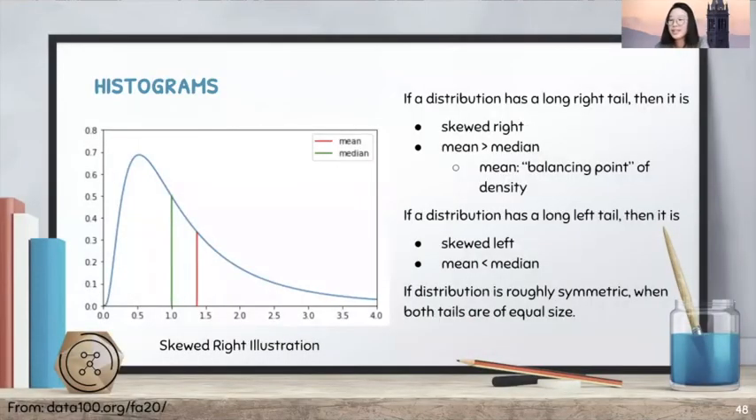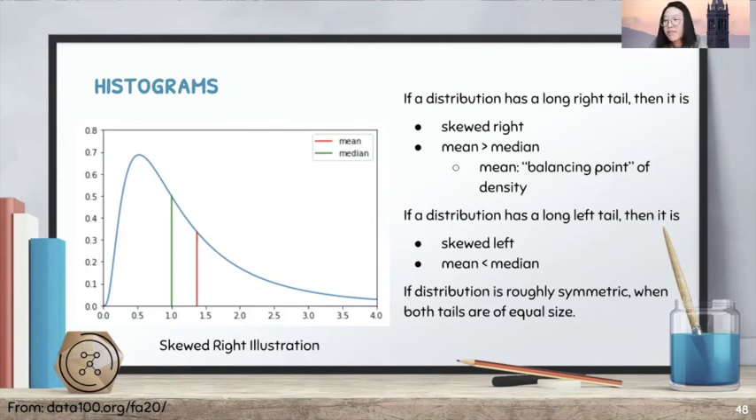Now let's talk about skewedness and tails. This diagram has a peak on the left side and a tail that spans across the x-axis on the right side. We call this a right tail, and distributions that have a right tail are skewed right. This basically means that the mean is greater than the median. In this diagram, more points are centered at the lower x values, which is the reason for the low median.